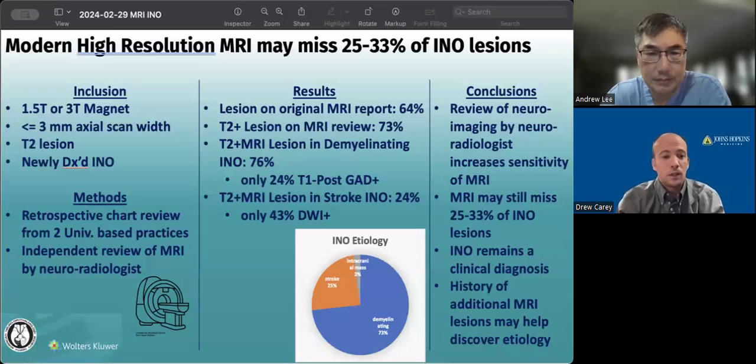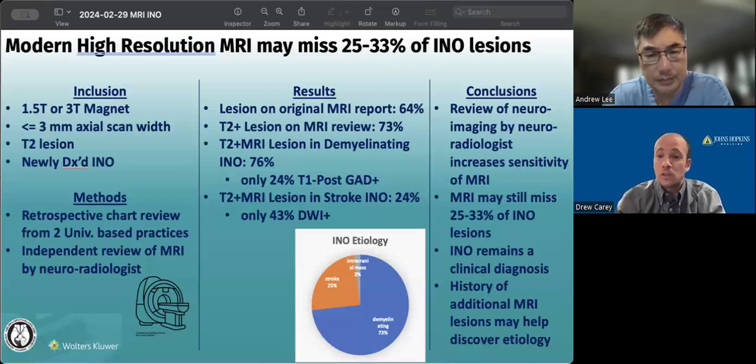And so done at 2 different universities. They had an independent review of all of these MRIs by a neuroradiologist. And they looked at the original reports, and they said that only 64% of them on the original report were able to identify the lesion. When they reviewed them, they did see a T2 hyperintense lesion on 73% of those MRI scans.